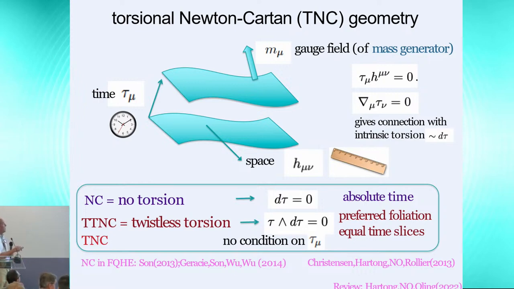Newton-Cartan considered the torsionless case, which corresponds to absolute time, but it was not really appreciated, and it came out of holography that you should relax this and allow for torsion. In particular, twistless torsion is the most interesting case. d tau is not zero, but you still have this hypersurface orthogonal condition.